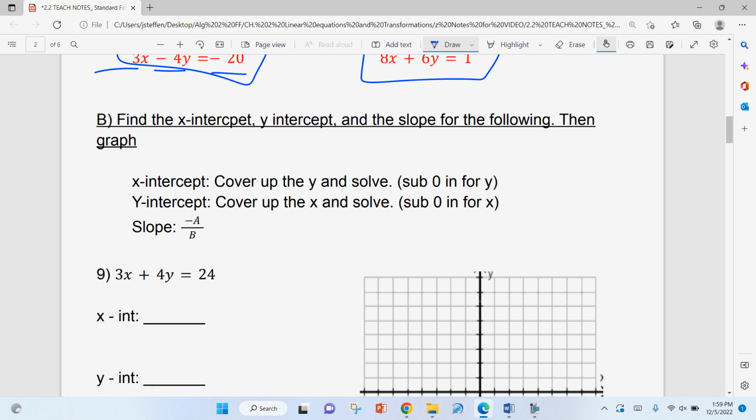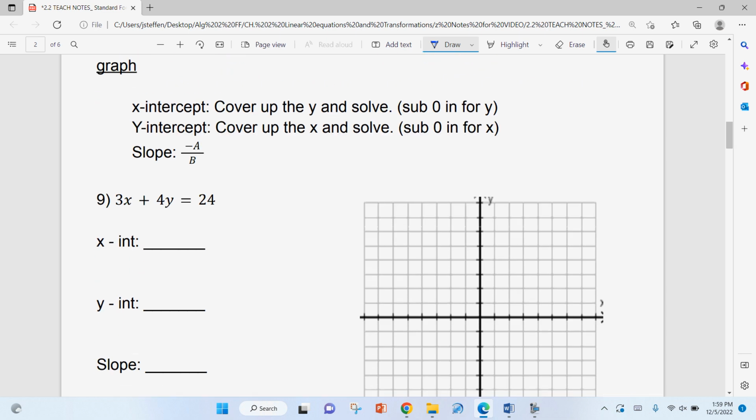So the next one: find the x and y intercepts and the slope, then graph. So these are in standard form, where you're finding the x and y intercept. And it's hard for me because it's kind of handy, but if I were you guys personally, I would just put this in slope intercept form every time. However, if it told me to graph this, I would put it in slope intercept form, get the y by itself. But if it asks for the x and y intercept, it's easier to just leave it in standard form.